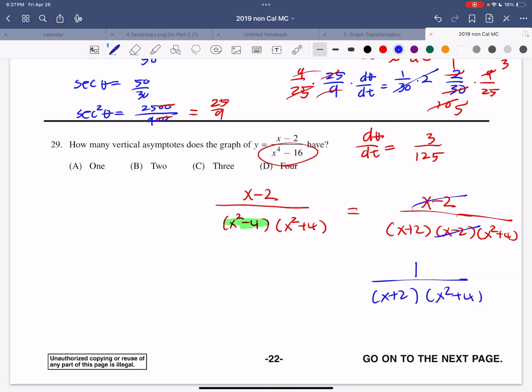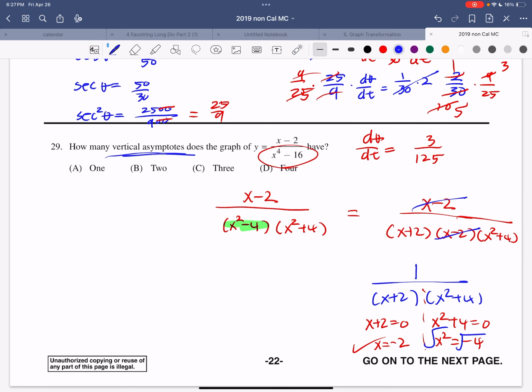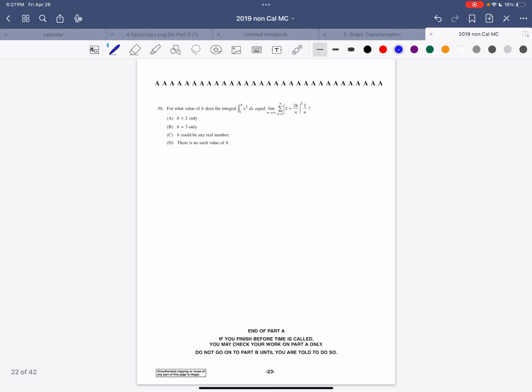But the question is asking how many vertical asymptotes we have. So let's look at this. These are the candidates of vertical asymptote, which means x plus 2 equals 0, x squared plus 4 equals 0. So x equals negative 2, so we got 1. But this one is not possible because when you square root, you cannot square root a negative number, because that's going to be a complex number. So that is not possible. So we only have 1, like that. That's it, guys.